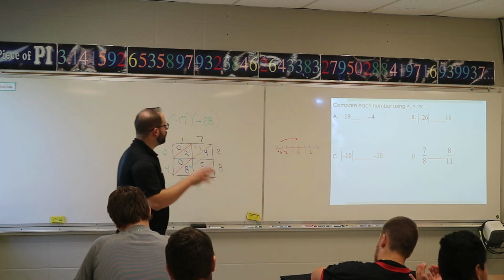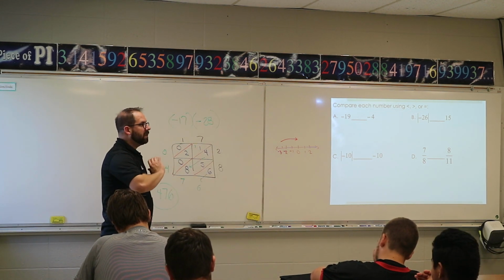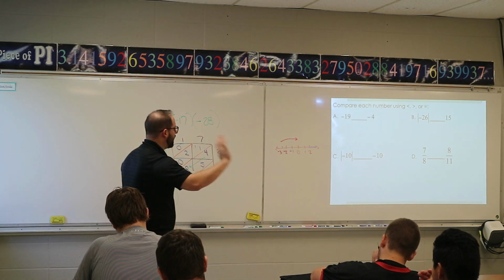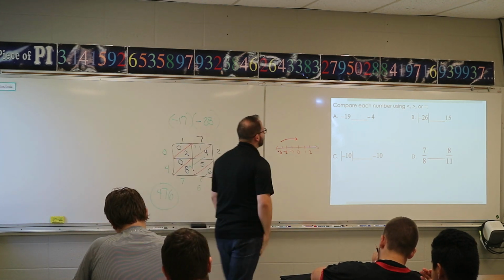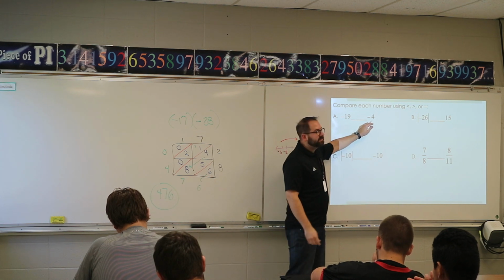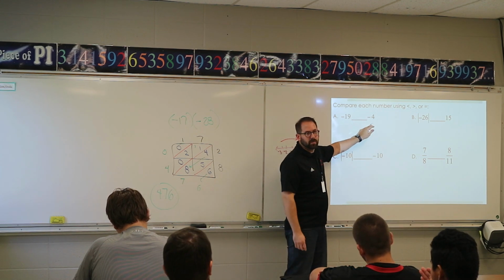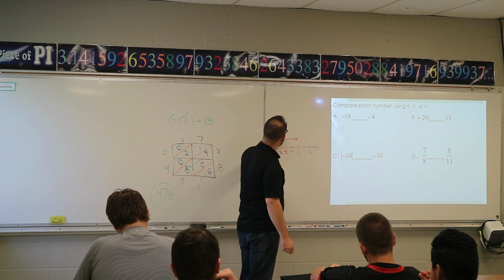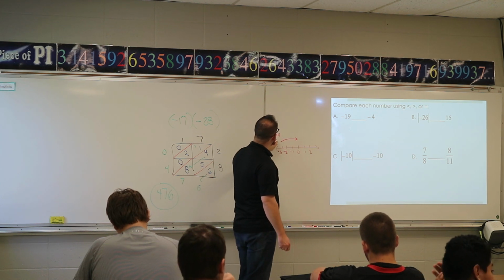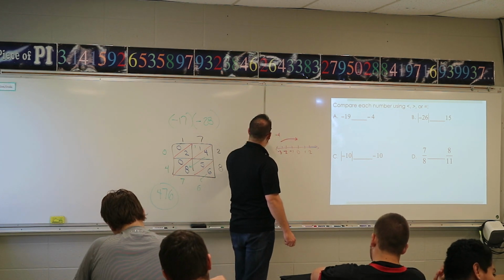As you go to the right, if you can think about where your number lands, the numbers on the right side of the number line are technically larger numbers. So between negative 4 and negative 19, which one's the larger number? Negative 4, right? Because negative 4 would be right here. Negative 19 would be way down the road this way, right?